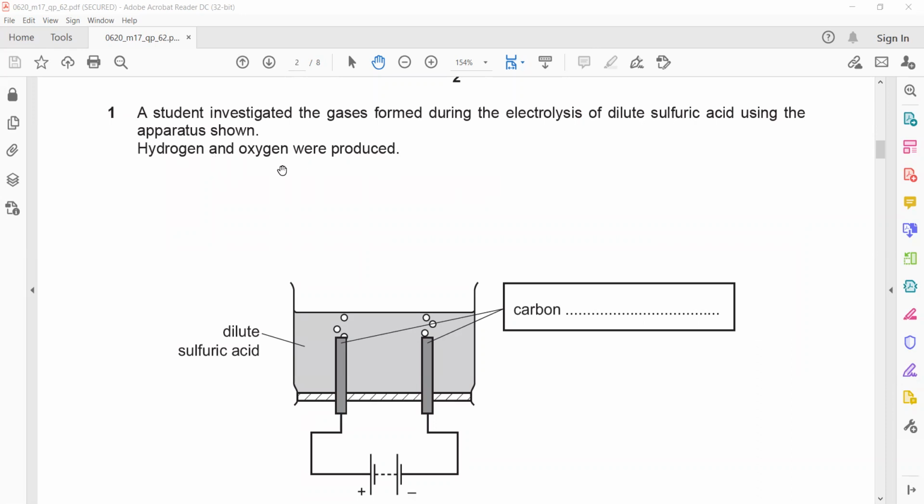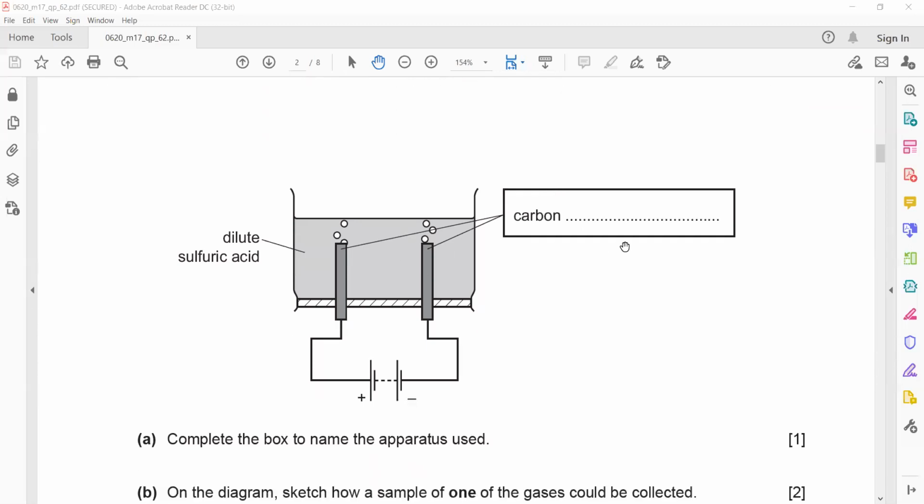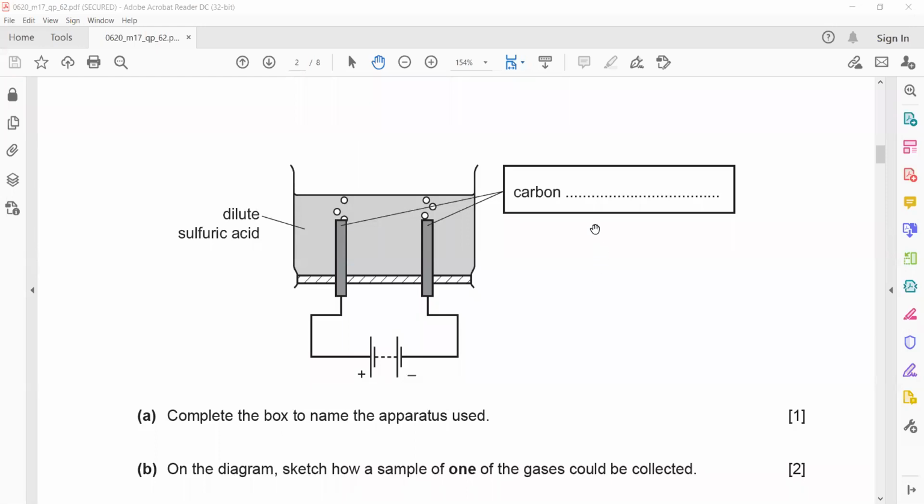What do we call this apparatus? We call these electrodes. The common term for anode and cathode is electrode. If it is specifically the positive plate, then we call it the anode. If it is specifically the negative one, we call it the cathode. But collectively, the common term for both anode and cathode is electrode.